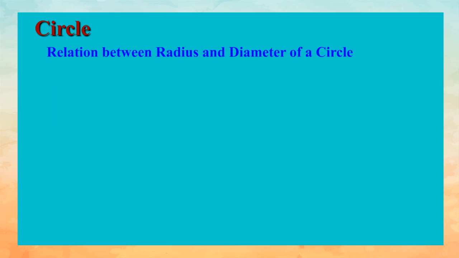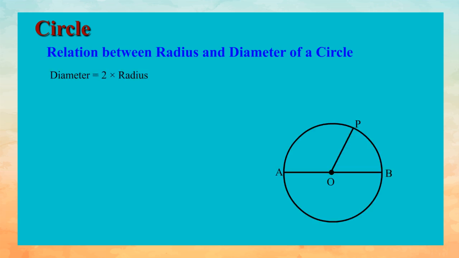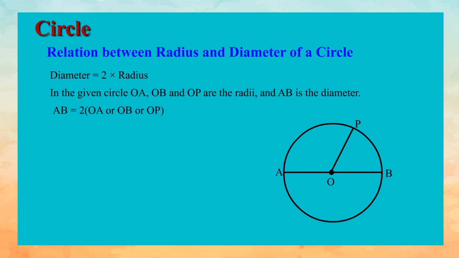Relation between radius and diameter of a circle. Diameter is equal to 2 times the radius. In the given circle, OA, OB and OP are the radii, and AB is the diameter. AB equals 2 times OA or OB or OP. In other words, we can say the diameter is twice the radius.